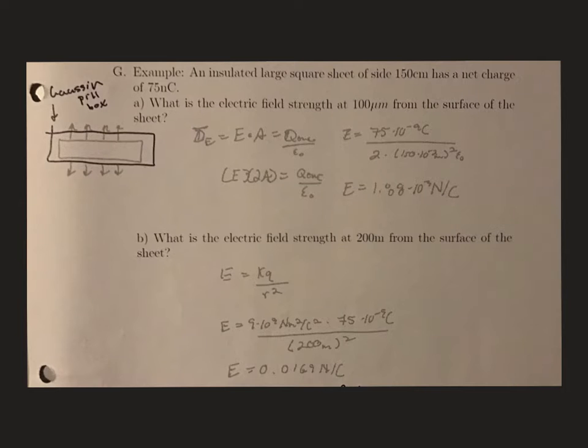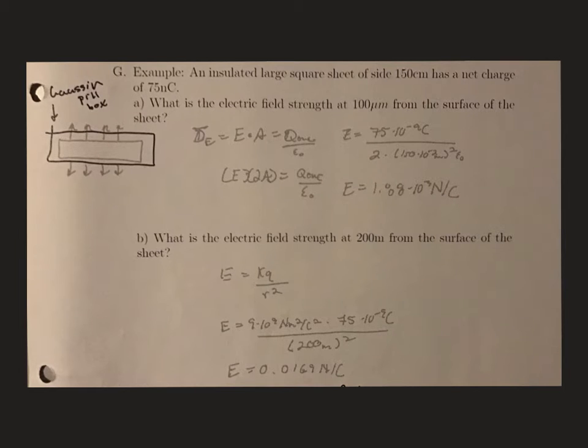When you're right up against the surface of the sheet of charge, it's going to look like it's infinite, so we can treat it like an infinite sheet of charge, versus when it's very, very far away, it's going to appear like a point charge. So we're going to see here a little bit of where the charge distribution leads to a different electric field strength based upon your distance from the distribution of charge.